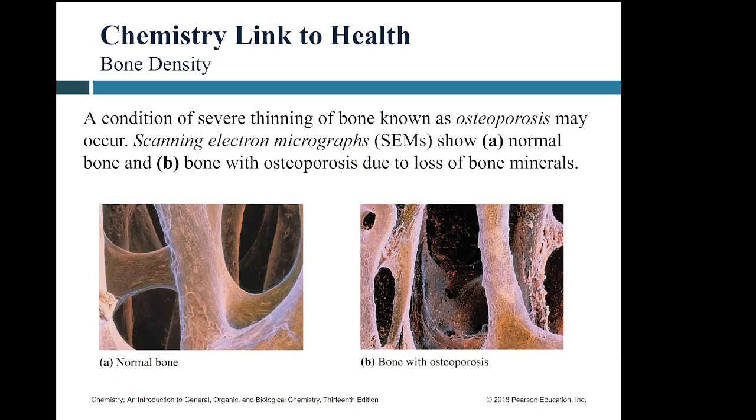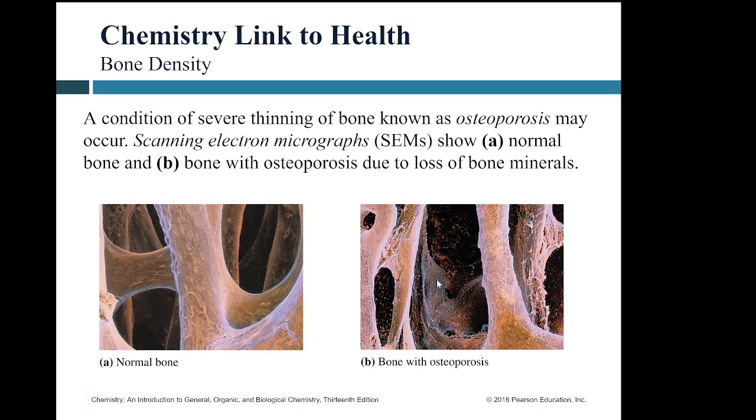So here's a condition. You knew this was coming back to some sort of healthcare thing, right? This is a condition of severe thinning bone, known as osteoporosis. These are scanning electron micrographs, SEMs, after they've been processed by computers to make them more coherent looking to a human brain. In A, we have a normal bone. Notice it's not perfectly even. There's little pits and stuff in it, damage, imperfections, right? But it's pretty dense. It doesn't have gaping holes everywhere.